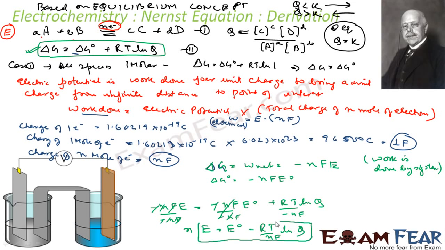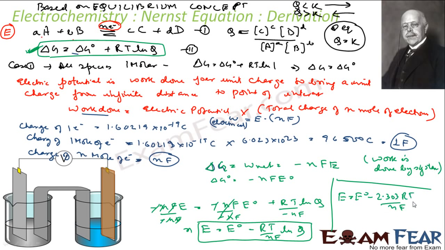So if you see, it is derived from this Gibbs energy equation. Correct? And if you don't want to use ln, you can use this equation where E is E naught minus 2.303 RT by nF log Q. Why log Q? Because instead of ln, I'm using log. I know that 1 ln is nothing but 2.303 log. You can use any of these equations. So this is the derivation of the Nernst equation.